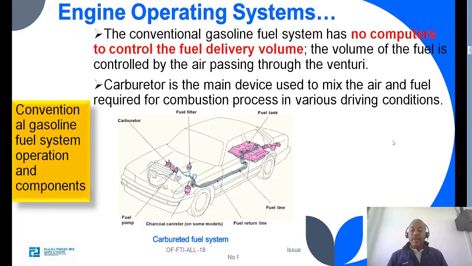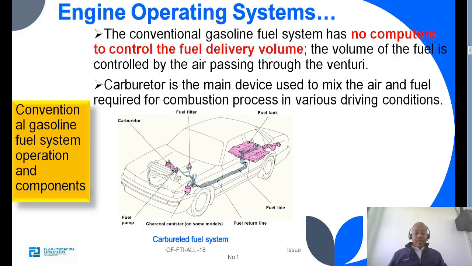Conventional gasoline fuel injection operation and component. The conventional gasoline fuel system has no computers to control the fuel delivery volume. The volume of the fuel is controlled by the air passing through the venturi. Carburetor is the main device used to mix the air and fuel required for combustion process in various driving conditions. The carburetor fuel system is shown in the picture.